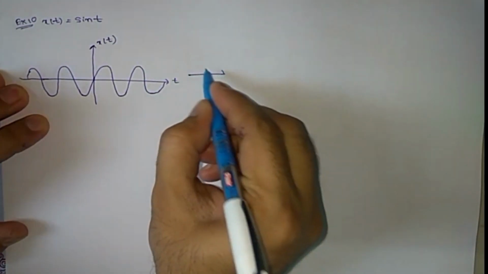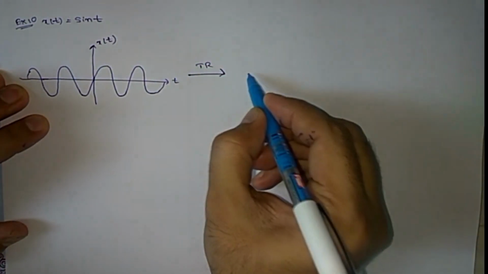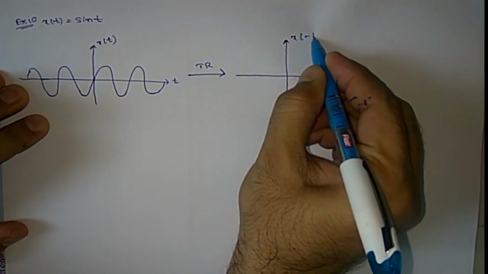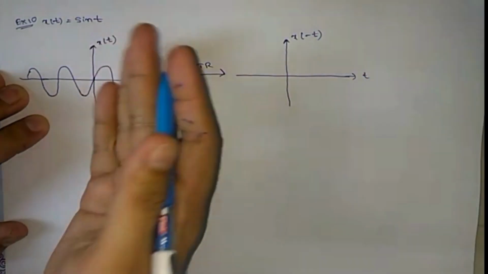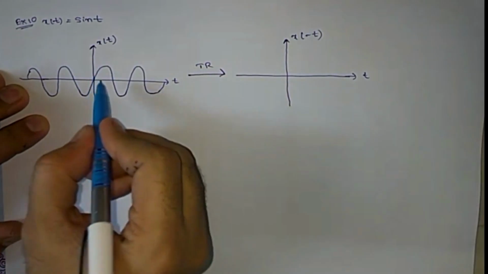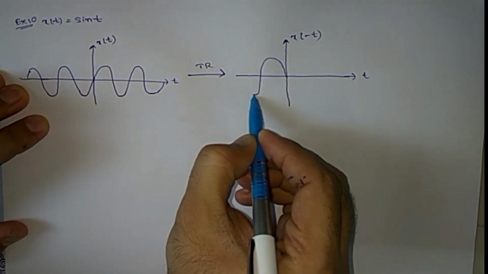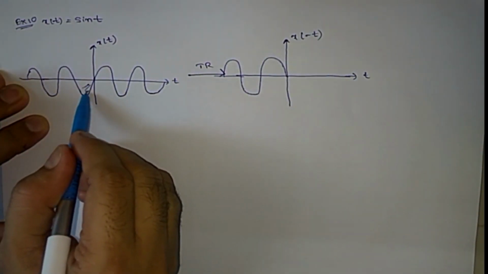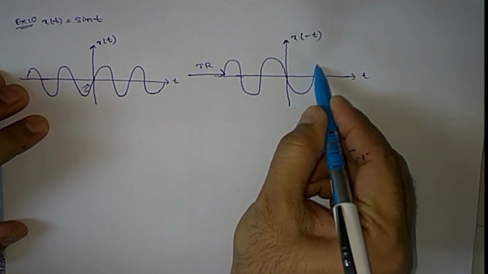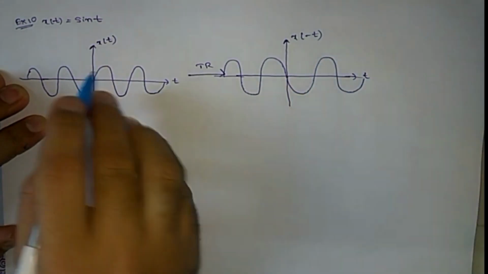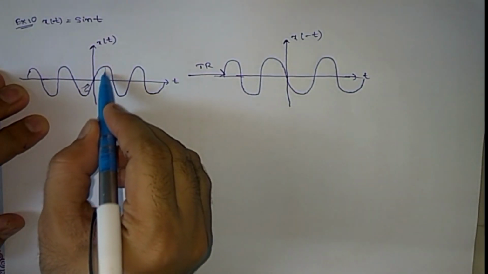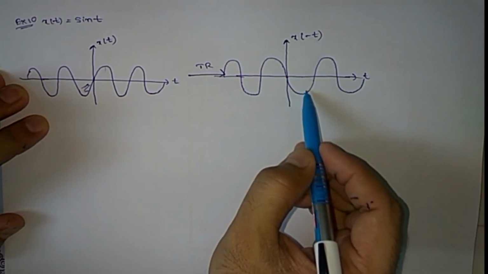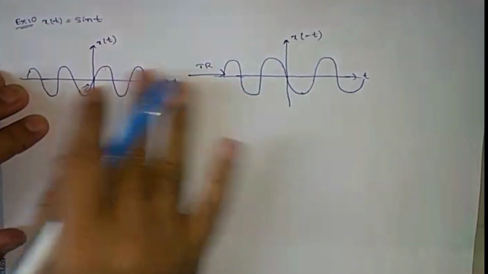If you make time reversal, how will it be? x of minus t, you need to draw exactly the mirror image on this side. See here, it will be like this, right? And this one is downside, so you need to start from downside. So here we got a peak at the positive side, first peak. Here at the positive side we got a negative peak, right? So these two signals are not the same.